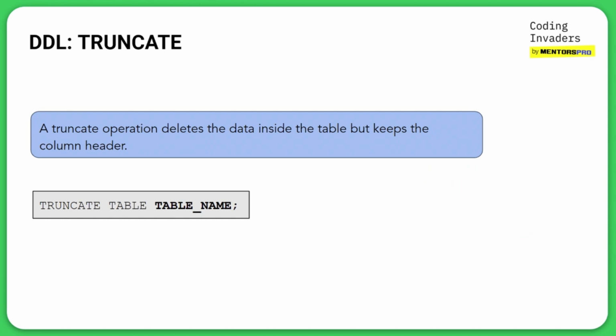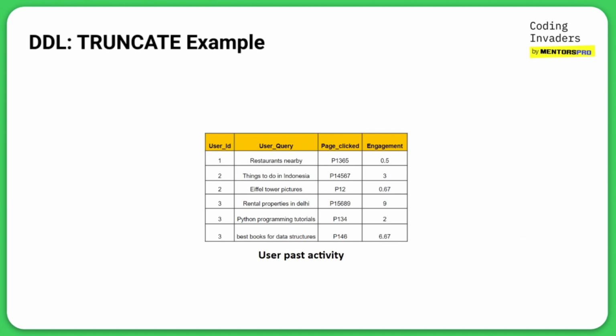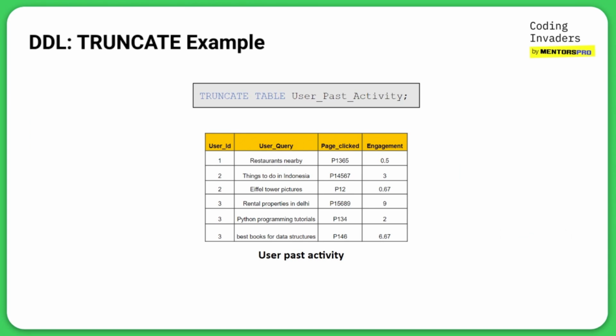Let's look at an example. Let's take our favorite example table, that is user past activity. Let's look at the command now. Here, the statement starts with truncate table and then the table name which you want to truncate. That is user past activity in our case.